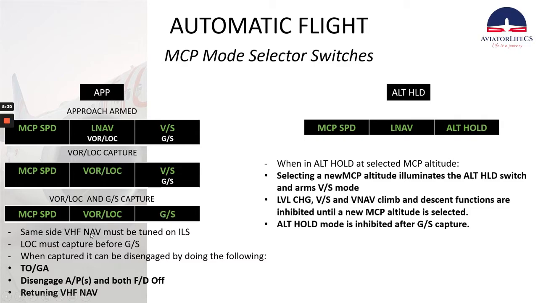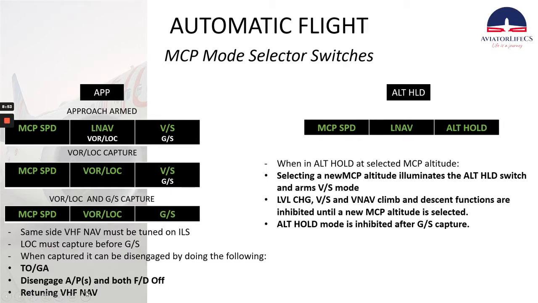Same side VHF nav must be tuned to the ILS. Localizer must capture before glide slope. When captured, it can be disengaged by doing the following: pressing the toggle switch, disengaging the autopilot or autopilots, and turning both flight directors off.